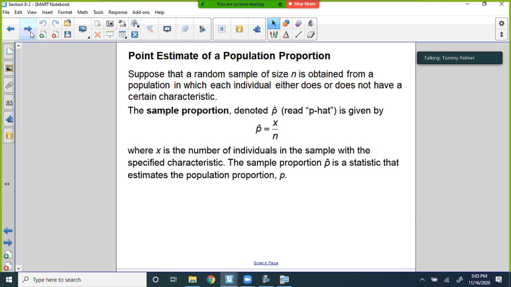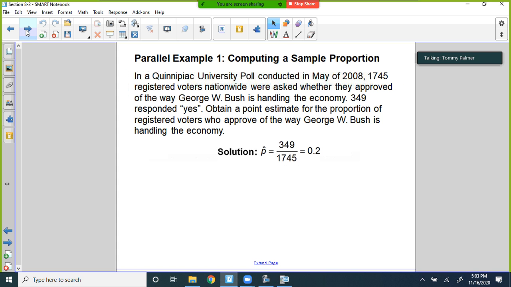Now, with that being said, they'll either give it to you or they'll give you a certain amount out of the total population, right? What your sample size is out of the population. So just know that we'll calculate that.